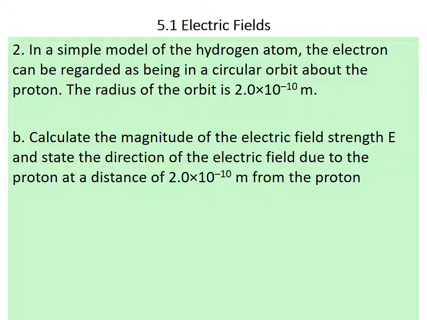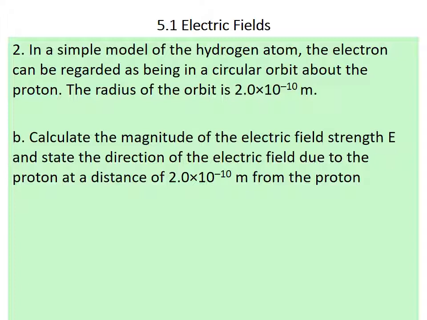All right, practice problem 2. In a simple model of the hydrogen atom, the electron can be regarded as being in circular orbit about the proton. The radius of the orbit is 2e-10 meters. Calculate the magnitude of the electric field strength E and state the direction of the electric field due to the proton at a distance of 2e-10 meters from the proton.